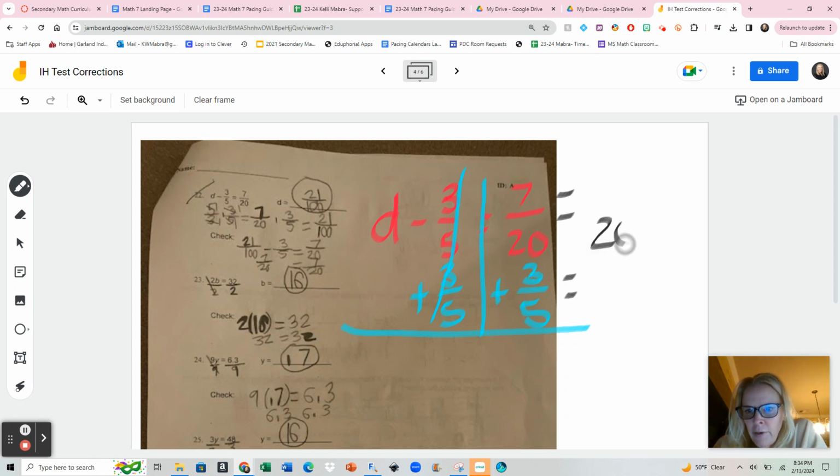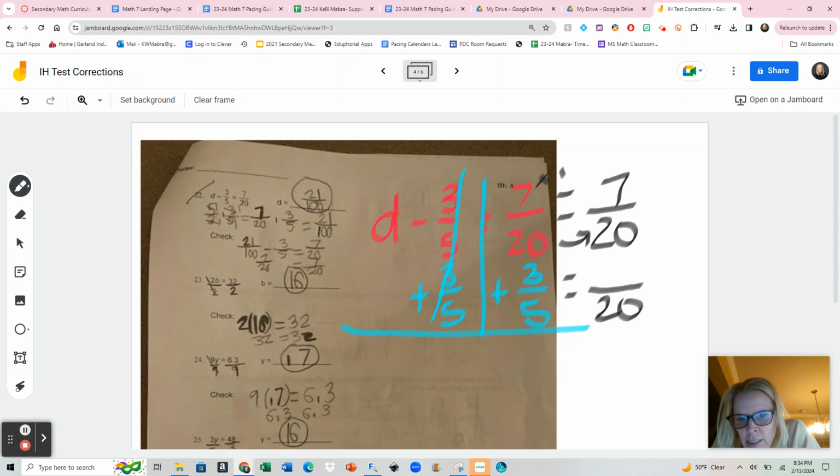So I'm going to rewrite it over here, for both of them. How many times does 20 go into 20? One time. And what you do to your denominator, you have to do to your numerator. So 7 times 1 is 7. Yes, you can just keep it, but I wanted to make sure you knew that we're figuring that out. How many times does 5 go into 20 without going over? It goes 4 times. What we do to our denominator, we also have to do to our numerator. So 3 times 4 is going to be 12.